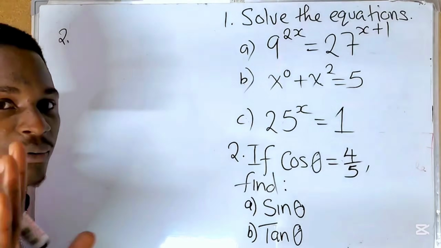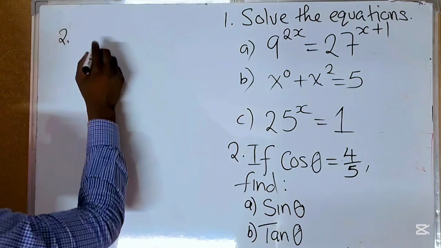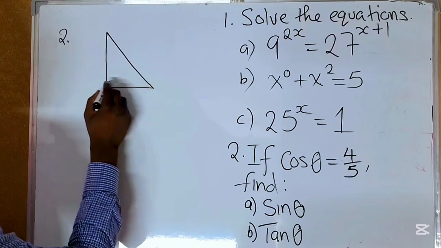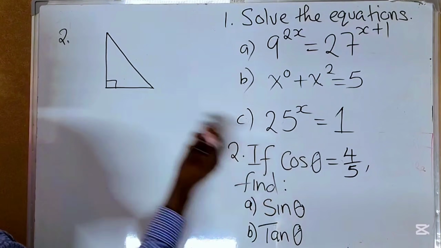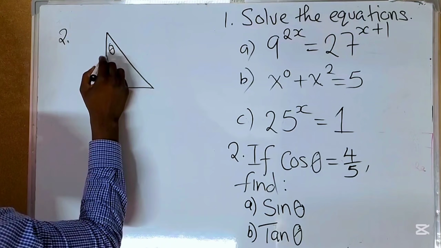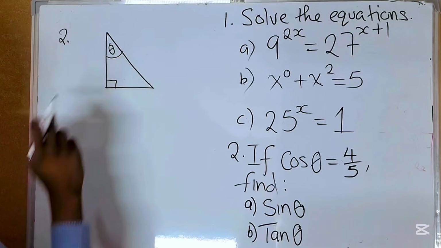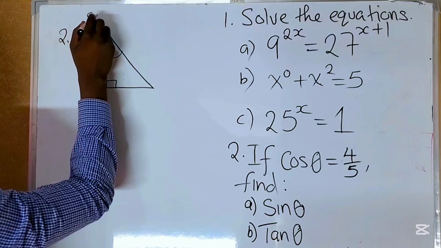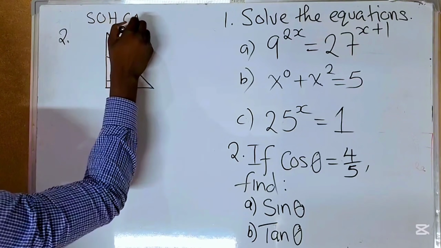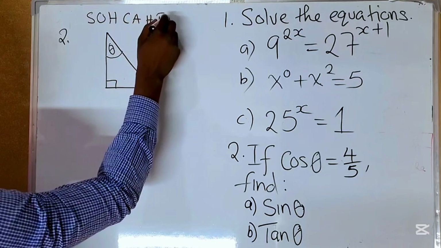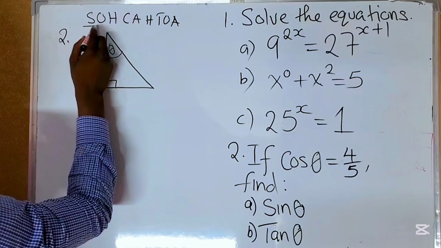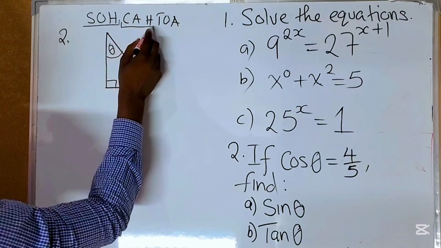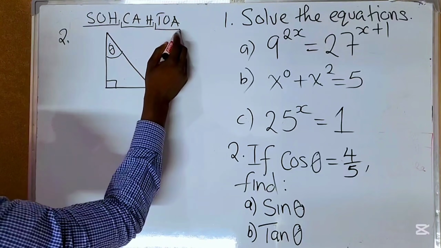Now, the easier way to solve this one, just sketch what? A triangle. Let's sketch a right angled triangle. Let's put theta here. Let's put our angle here. You can either put it here or here, no problem. Now, remember this. SOHCAHTOA. Sine is equal to opposite over hypotenuse, cosine is adjacent over hypotenuse, tan is opposite over adjacent.